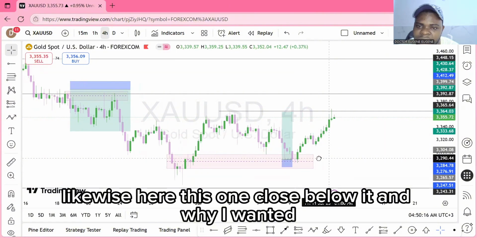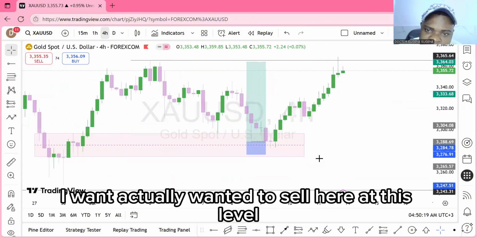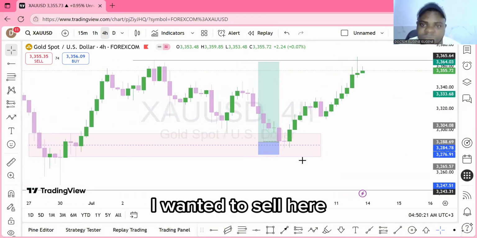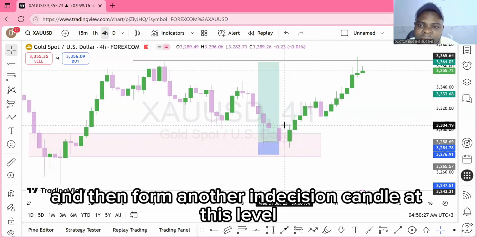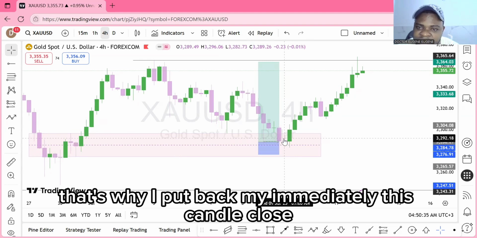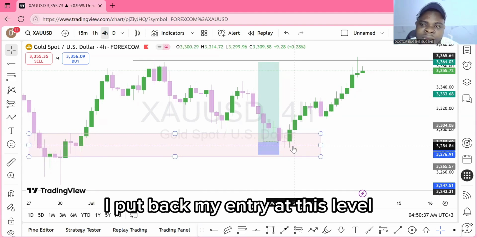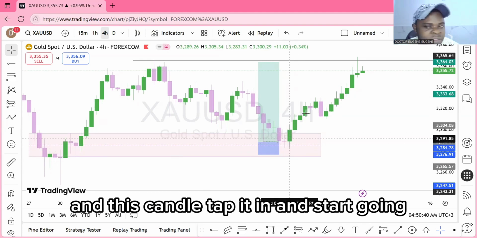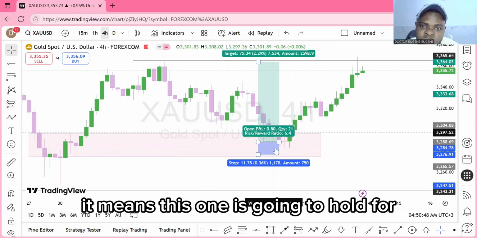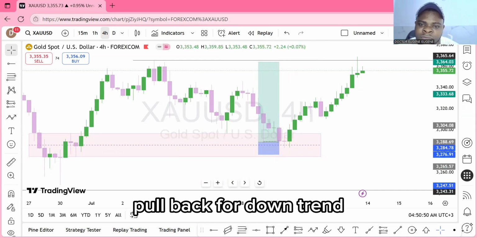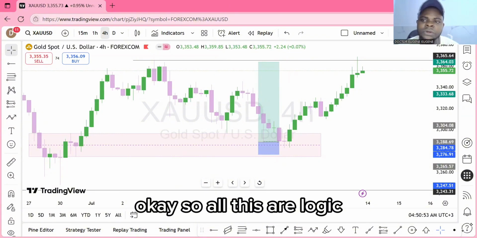And why I actually wanted to sell at this level. I wanted to sell here, at this level, but the market got here and then formed another indecision candle at this level. That's why, immediately this candle closed, I put back my entry at this level, and this candle tapped it in and started going. Because if this candle mistakenly closes here, it means this one is going to hold for a pullback, for a downtrend. Okay, so all these are logic.